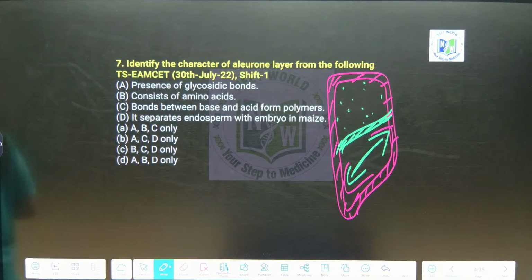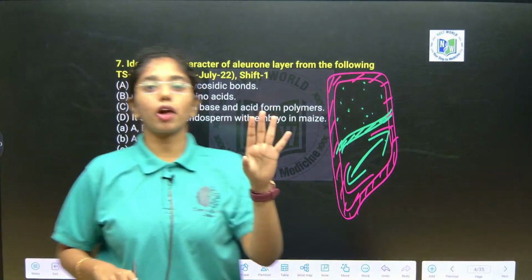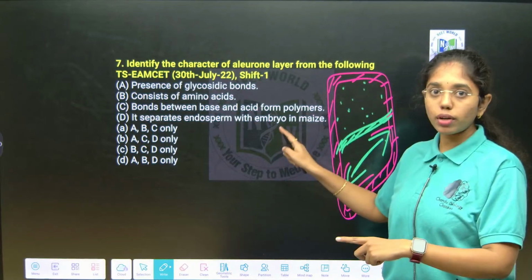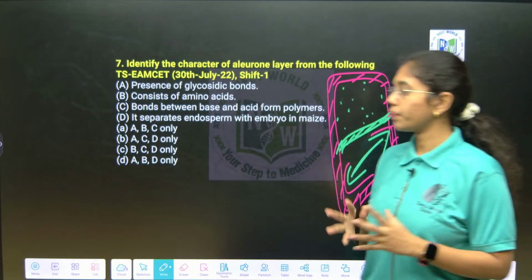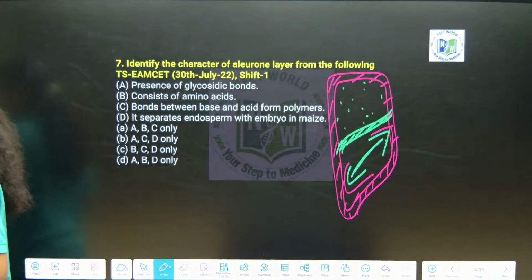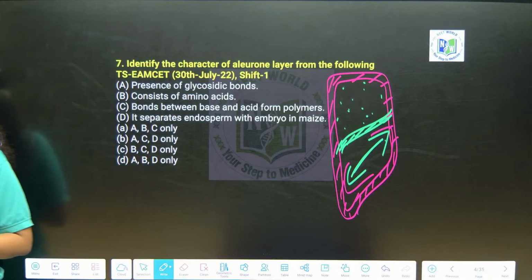Try out, no issues. Whether your answer is correct or not is not at all a problem. Just try out giving the answers. And if you are having any doubt in the option also, you ask me, I will tell you. Okay? We have few students here. Please try out answering beta.